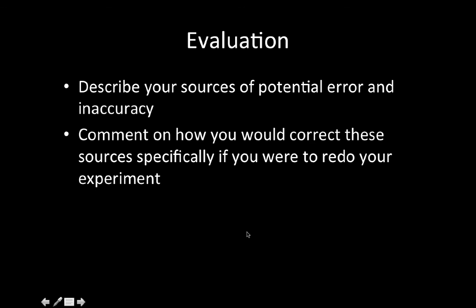The evaluation section is something we'll spend a little bit of time talking about in class, but it's describing sources of potential error and inaccuracy. We want to look at where in your experiment some error may have occurred, and then how you would correct this. This is important. You need to comment on those, one after the other. Here's where the mistake could have been made, and here's how it could be done differently. Reflect on future research questions as well, in that design cycle we did at the beginning. How would you do this differently the next time?